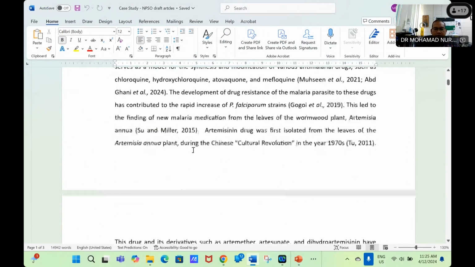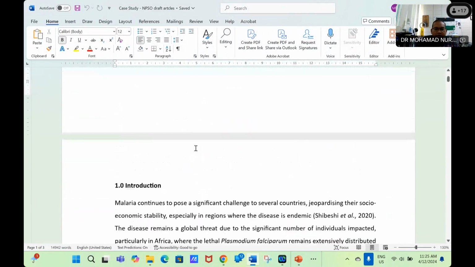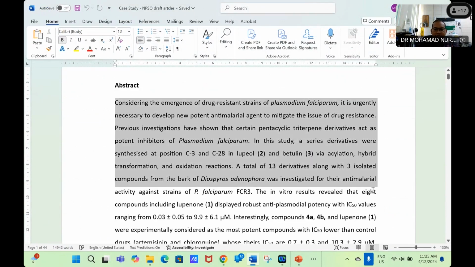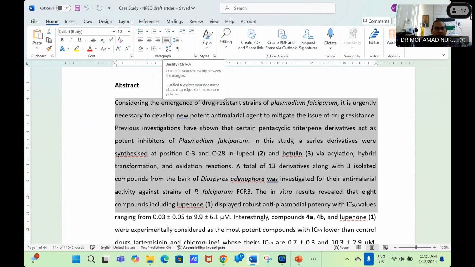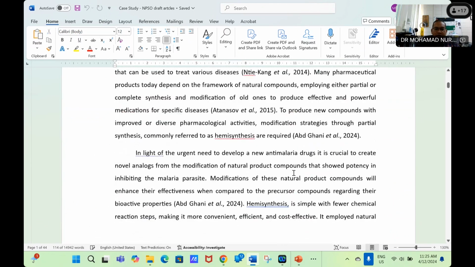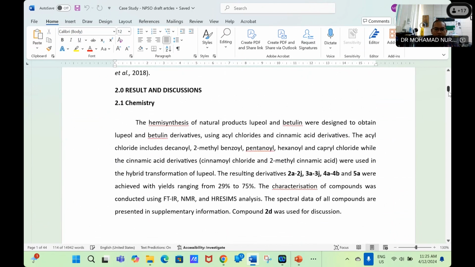Okay, so make sure it's justified. Justify means they are in a nice arrangement like this. Just highlight here and after that go to justify here. Okay, so for the pictures, what you have to do is, some pictures don't save in high resolution.